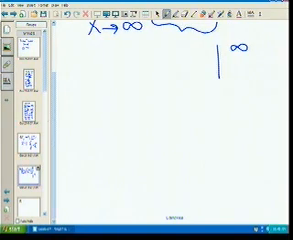How do we do that? We have to rewrite 1 plus 1 over x to the x. Common denominator.